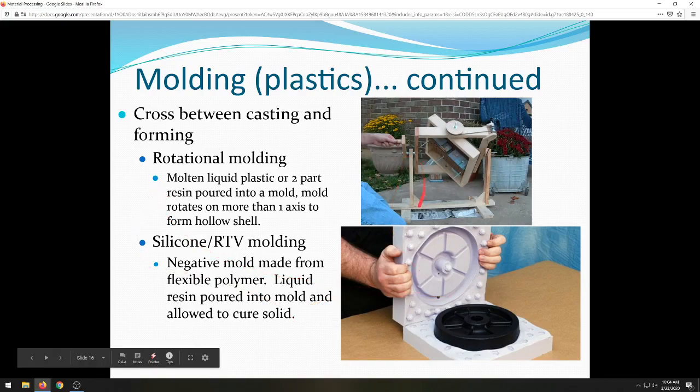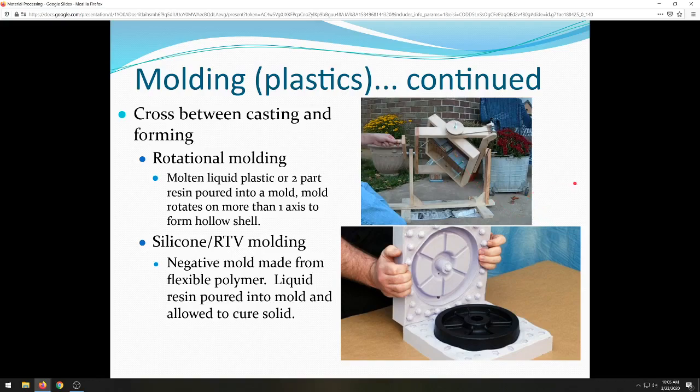Both of these processes would be a low production rate because you can do 1, 2, maybe 3 at a time. They're custom made molds, and they're made out of silicone or rubber, so they don't last that long. They only last for a couple hundred castings at most.